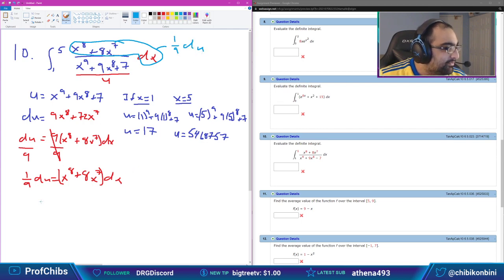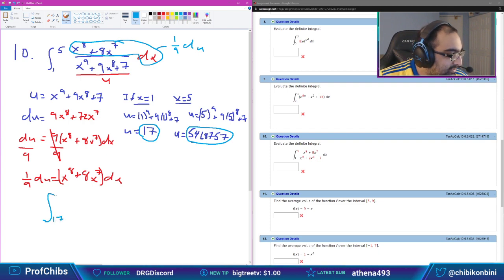So what do we have left over here? Let's take stock of what we have. We have our new limits of integration, 17 and this 5.4 million number, 5,468,757. Here we have 1 over u, and we have times 1/9 du.